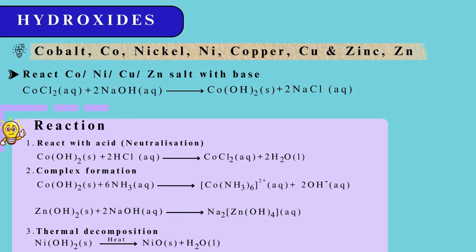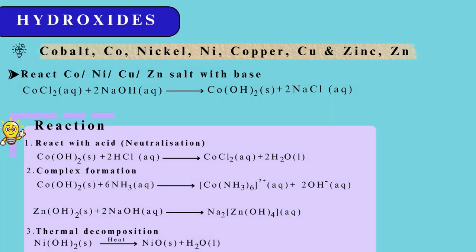For your information, these hydroxides can undergo a few reactions. The first one, metal hydroxide can react with acid and a neutralization reaction will occur. When the metal hydroxide reacts with acid, that will form salt and also water. Number 2, complex formation. When the metal hydroxide reacts with a base like ammonia or sodium hydroxide, it will form a complex compound. And number 3 is thermal decomposition. When the metal hydroxide undergoes thermal decomposition under heat, it will form metal oxide and also water.